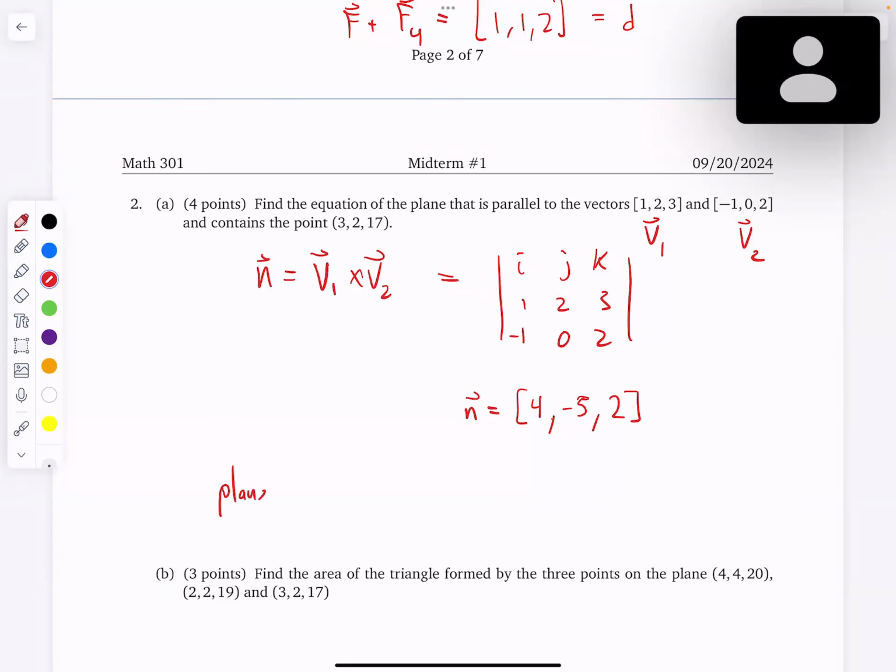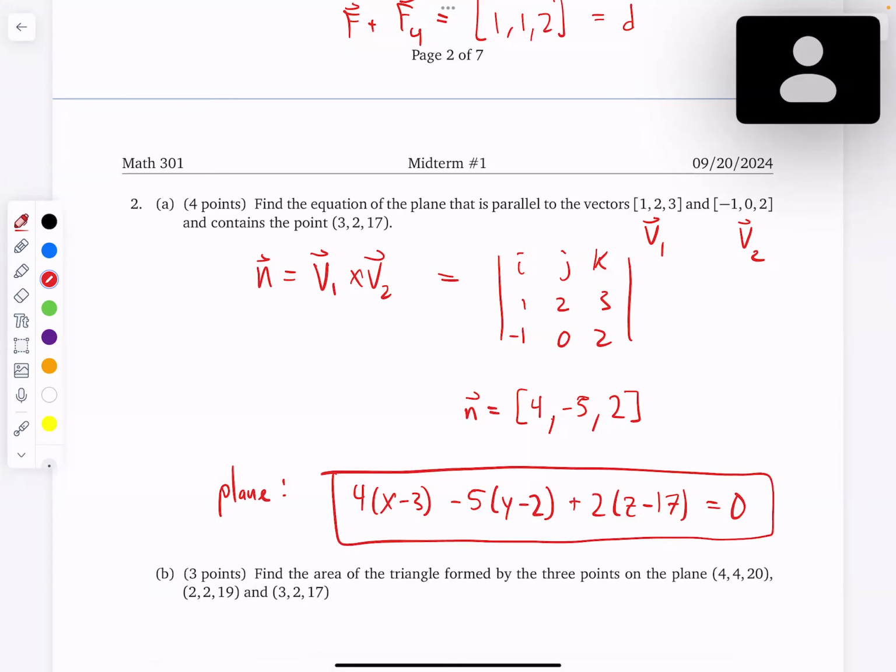So then the plane is just 4 times x minus the x value, minus 5 times y minus the y value of the point, plus 2 times z minus 17 equals 0. So that's the equation of the plane.